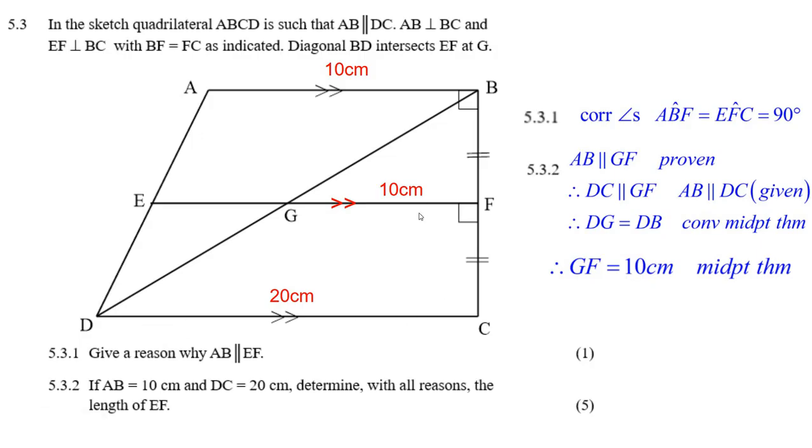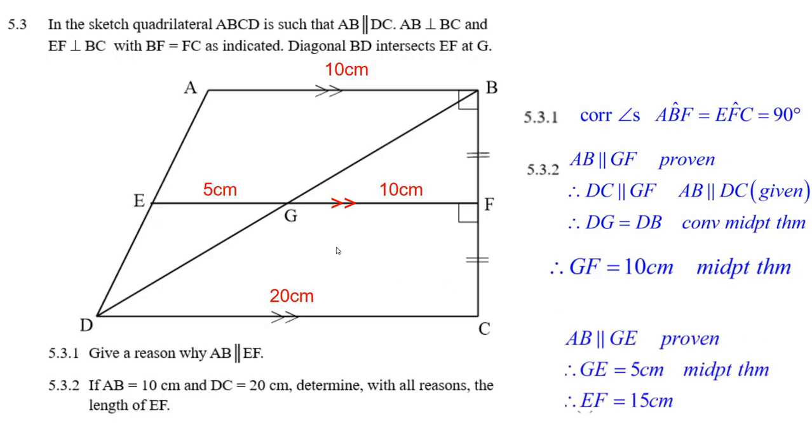So that's 10 centimeters. And now that G is the midpoint, we can use the midpoint theorem again. We know that these are parallel lines because we've proven that, but GE must be half of this side here because that's what the midpoint theorem tells us when we join the midpoints of a triangle. Okay, so if GE is 5 centimeters and GF is 10 centimeters, then 5 plus 10 means that EF must be 15 centimeters. We're all done.